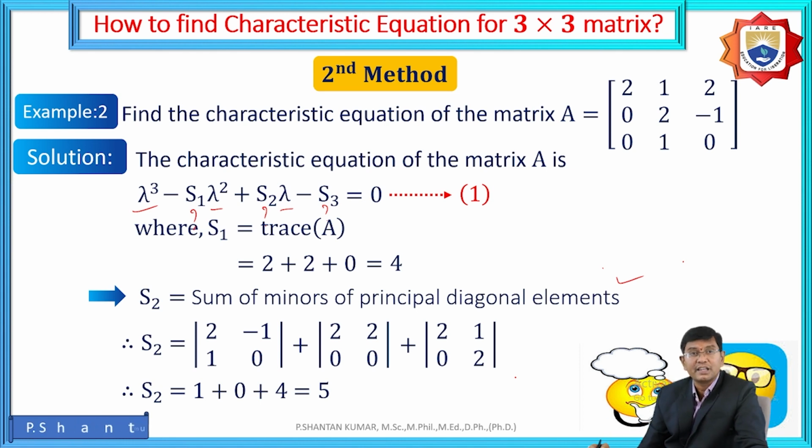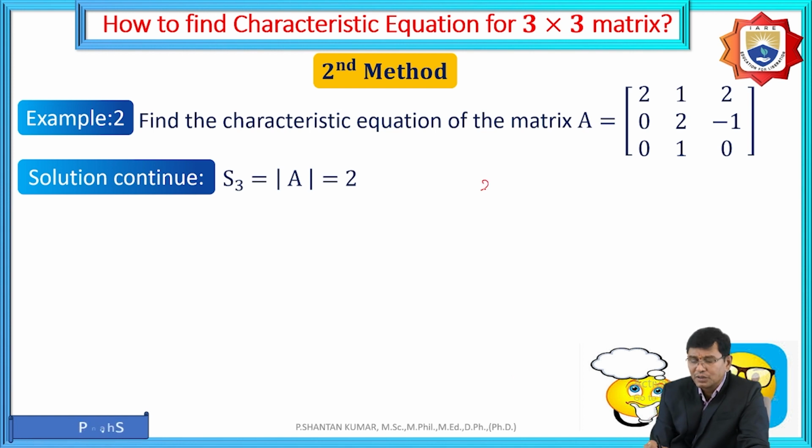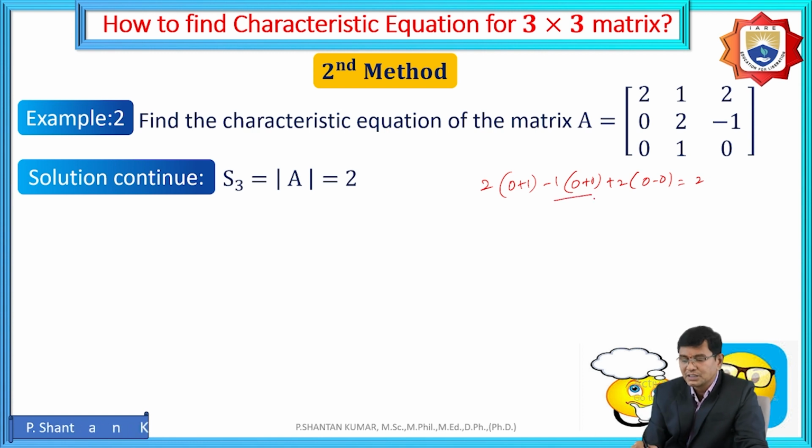As we know, to find the S3 value, S3 is equal to the determinant of the matrix. The determinant of the matrix is 2 into the determinant of 2 into 1, which is 0, and again plus 1, and again minus 1 into 0, plus 0, and again plus 2 into, like here also, 0 and again minus 0. The final solution will be 2 only. Therefore, the determinant of the matrix is clearly 2 only.